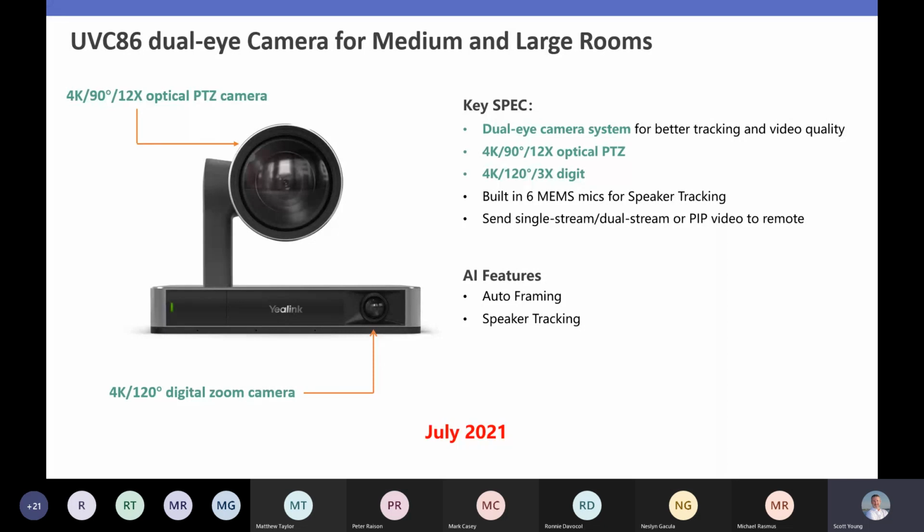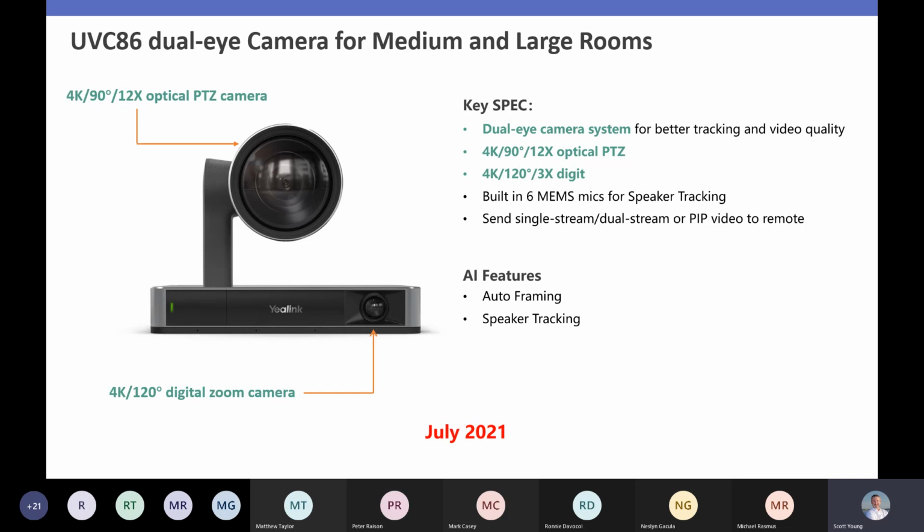Okay, a couple of the new devices that are coming out into the market from Yealink is the UBC86. So this will be a dual camera solution that will support auto framing and speaker tracking. So the main difference here between the 84, so the UBC84, obviously a single camera solution, supports auto framing but doesn't support speaker tracking. So the UBC86 will support both AI features. The camera is also a 4K camera.